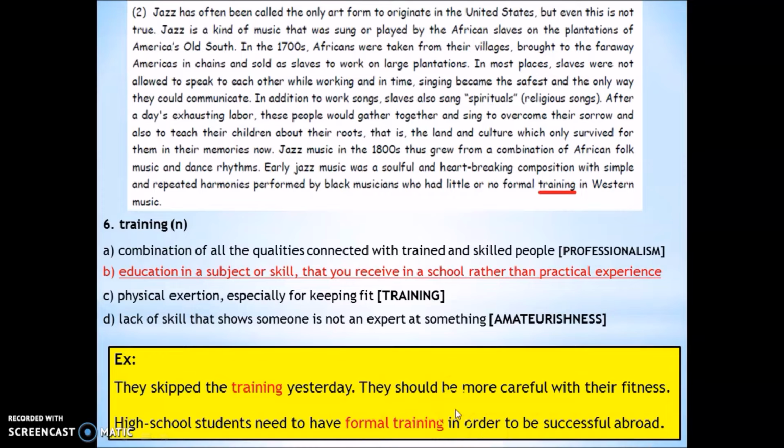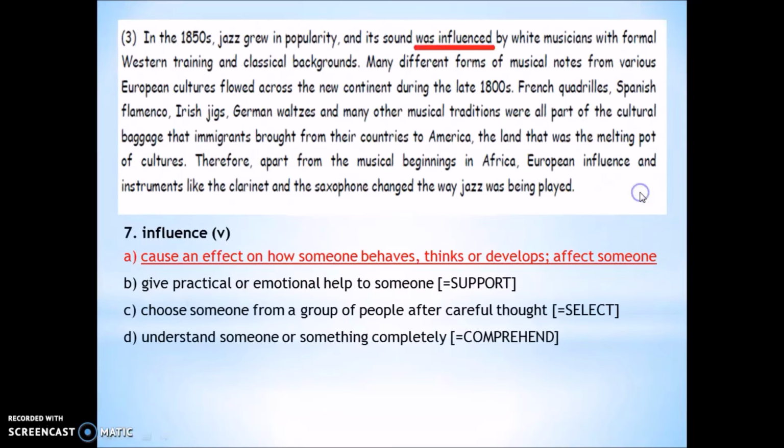Well, formal training, however, stands for the education in a subject or skill that you receive in a school rather than practical experience. All right? So you receive it in a school, just like here. People with no formal training in Western music. That is kind of education in that skill. All right, so let's move on to influence.